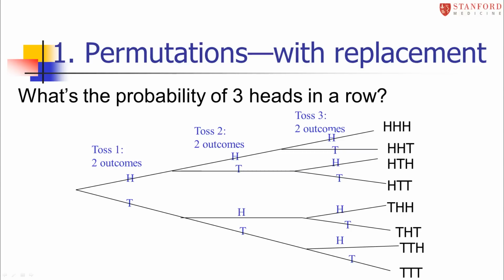The third toss of the coin, again, you can get a heads or a tails. So we can enumerate all the possible outcomes when we flip a coin 3 times. We could get heads, heads, heads, heads, heads, tails, all the way down to tails, tails, tails. There's 8 possible outcomes that we can get here.